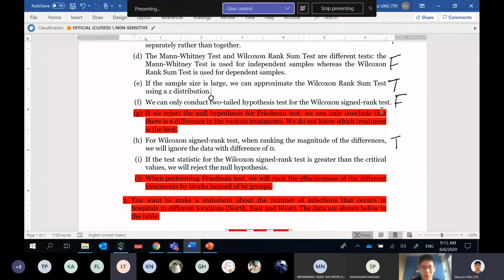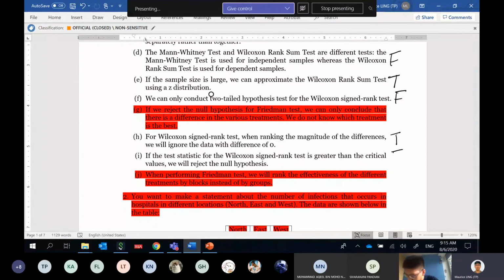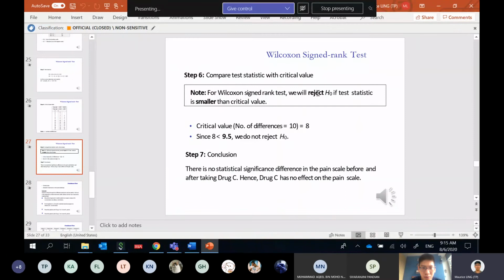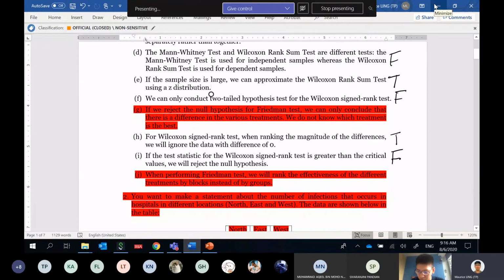False. False, correct. Basically, we reject only if the test statistic is smaller than the critical value, not the other way around. Okay, so that's all for today. We have covered everything. Any questions?